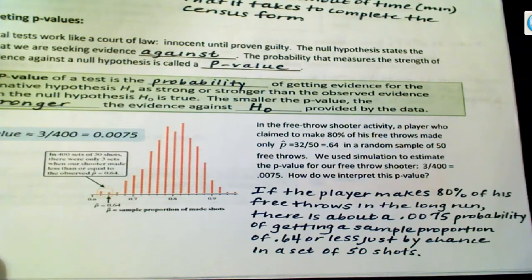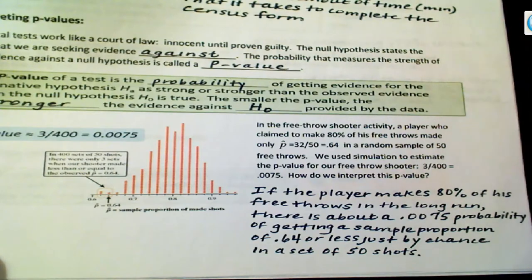So you kind of say, hey, the null hypothesis, this is what it says. In the long run, this is what normally happens. So for this particular sample, there's about a 0.0075 probability of getting a sample proportion of 0.64 or less just by chance in a set of 50 shots.